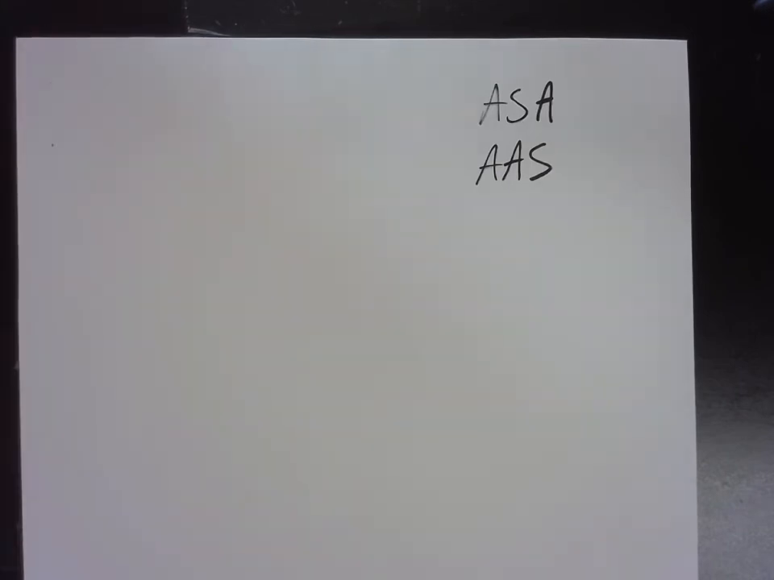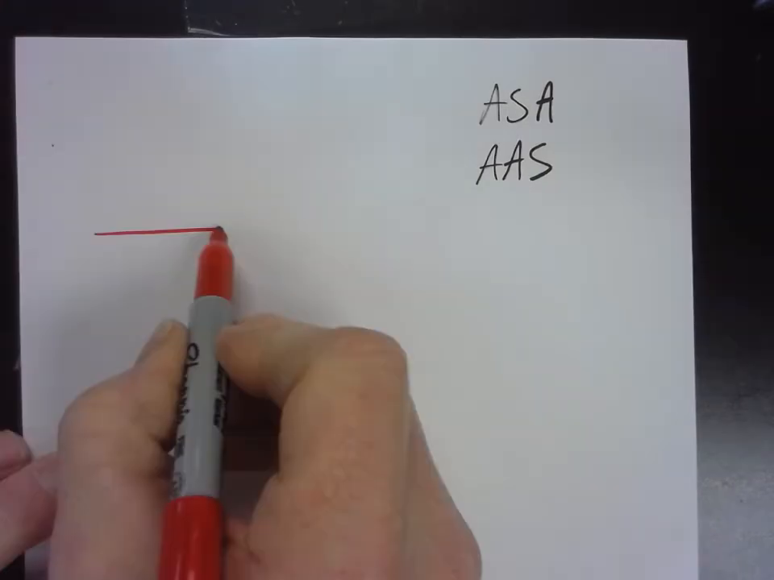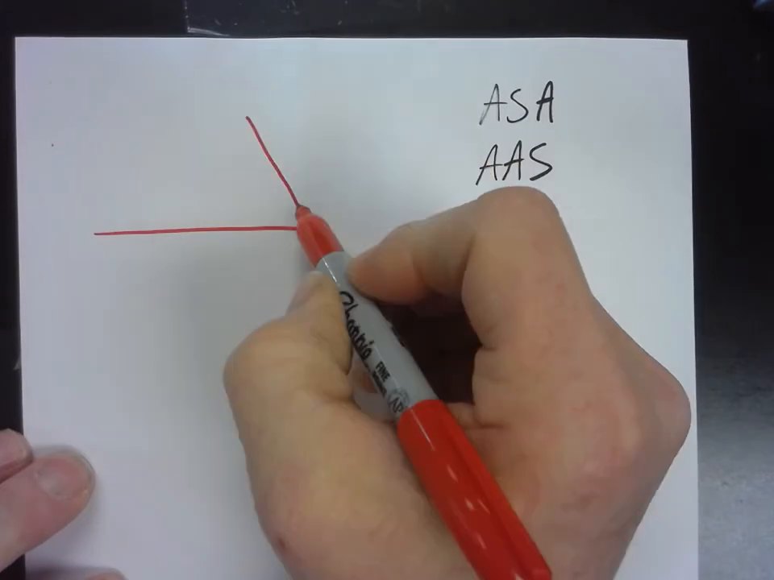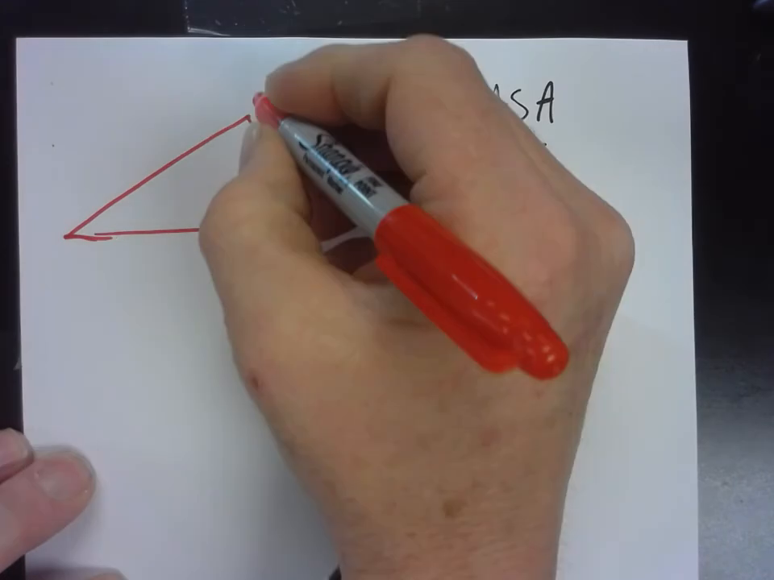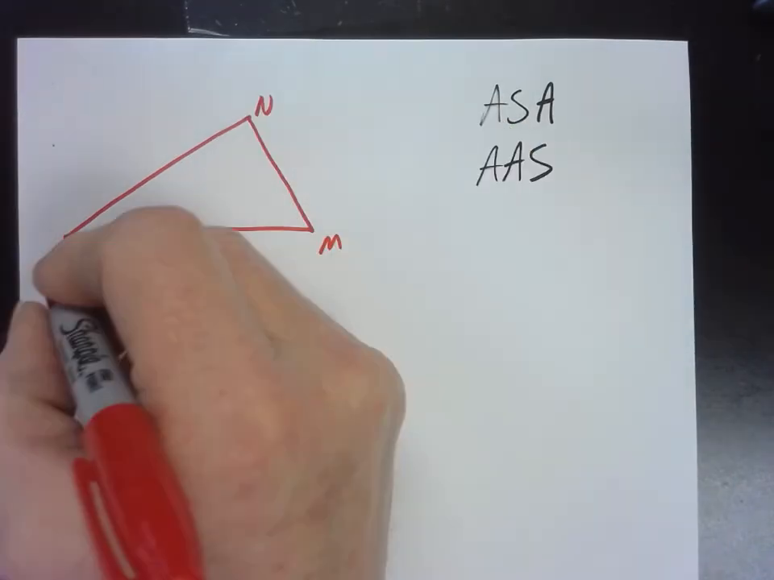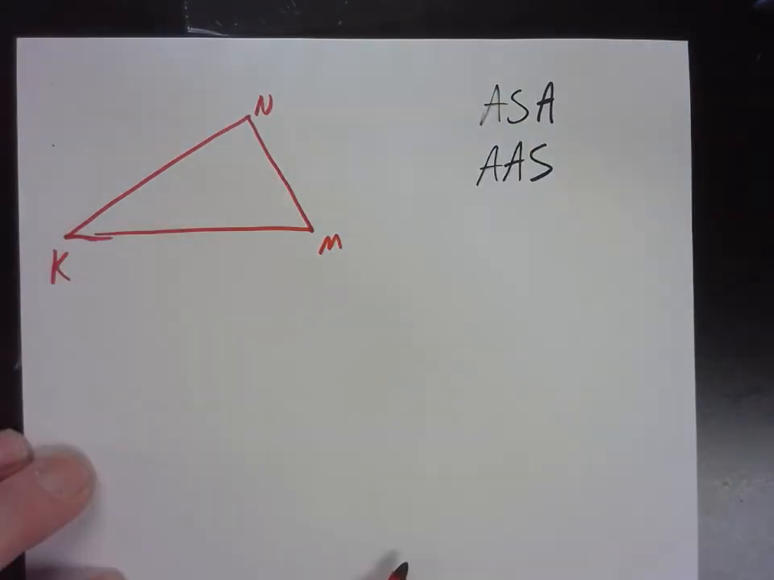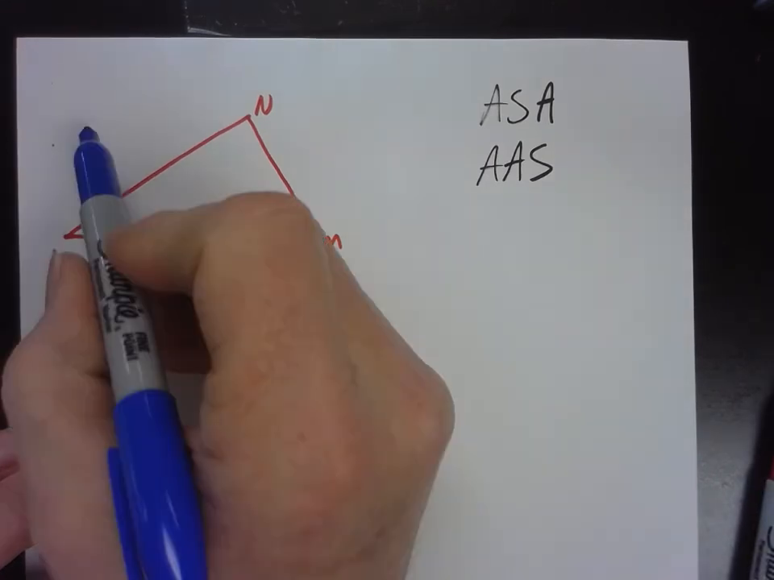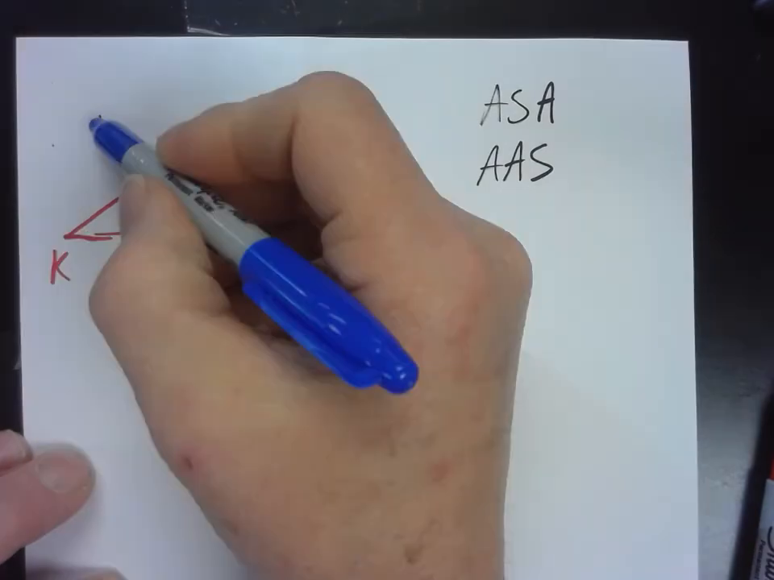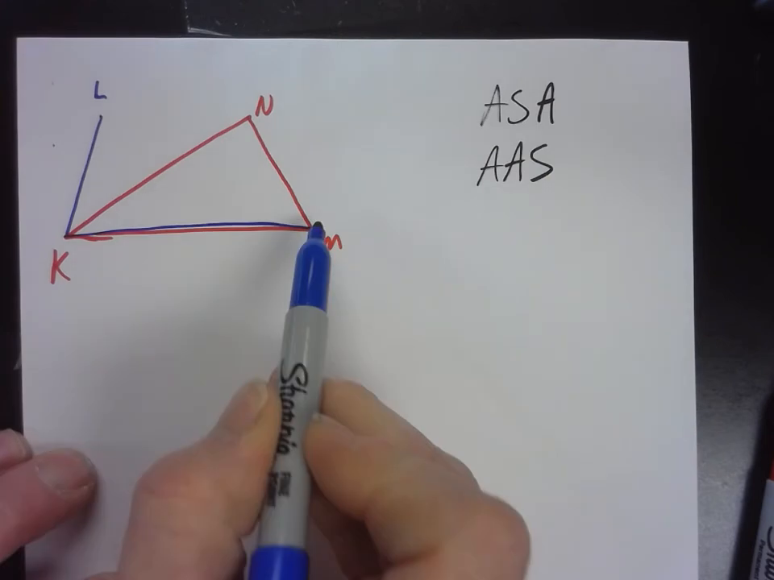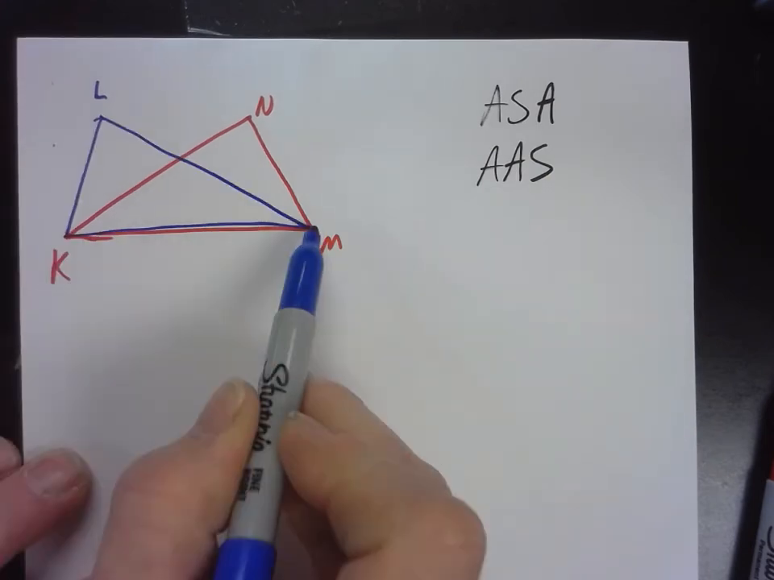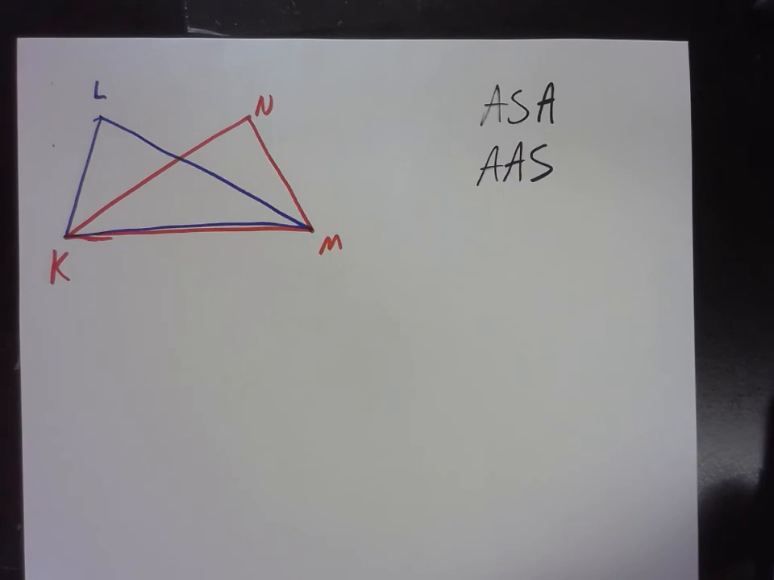NMK. Okay. So this one here, NMK, we're supposed to prove that is congruent to LKM. LKM. So I just drew them different colors so that we can talk about them a little bit better.